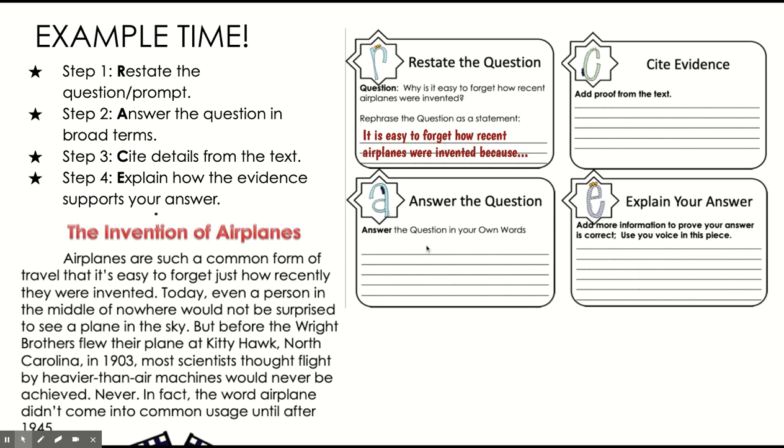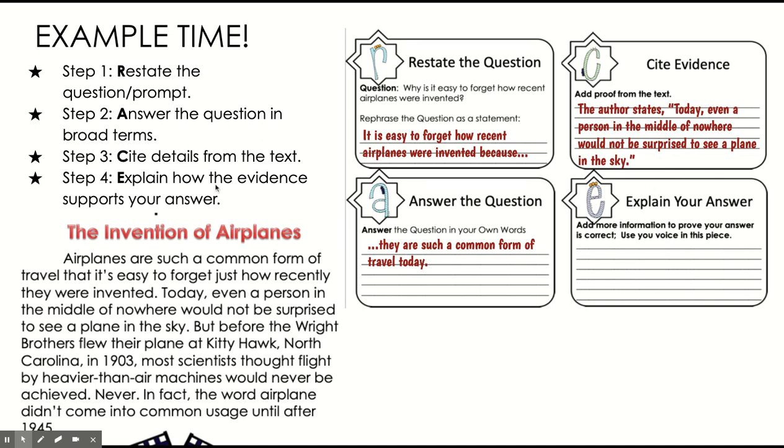Now I'm going to go to step two. Answer the question in broad terms. They are such a common form of travel today. Now I need to go to step three. I'm going to cite details from the text. In the text, the author states, "Today, even a person in the middle of nowhere would not be surprised to see a plane in the sky."